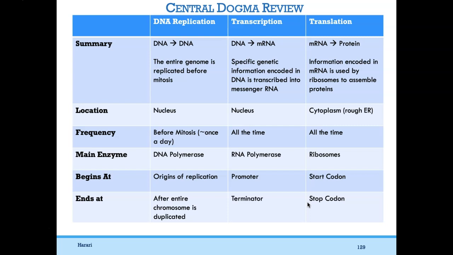And this is a summary table that I made to help guide your studying a little bit. So for each of transcription, translation, and DNA replication, what are we doing? What's going on? Where is it occurring? How frequently? What are the main enzymes involved? And where does it start and end? You must know this information at the very, very minimum.